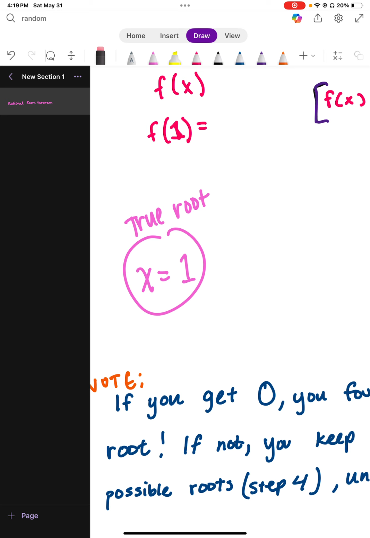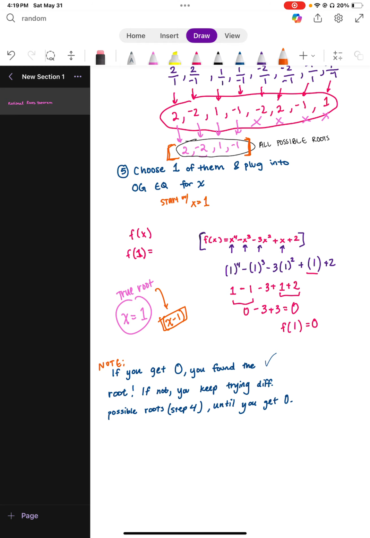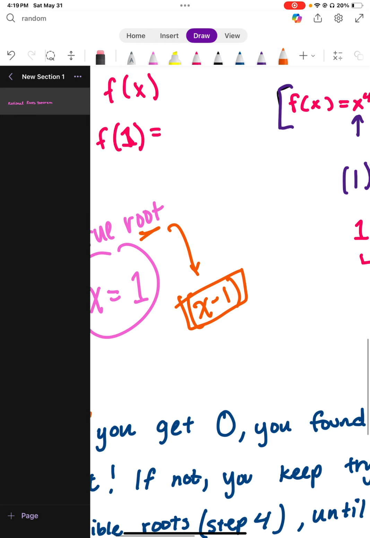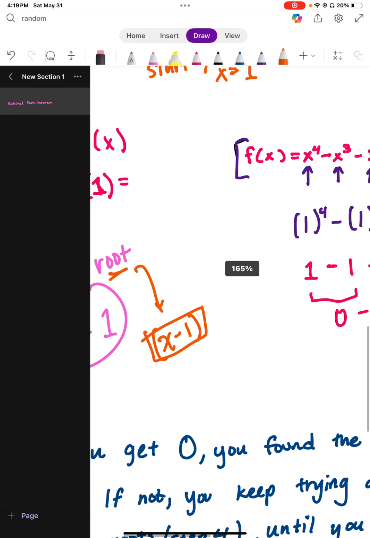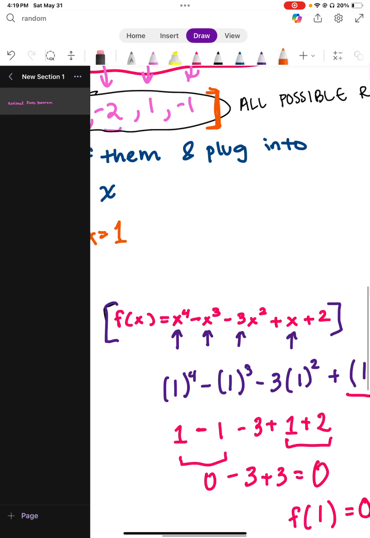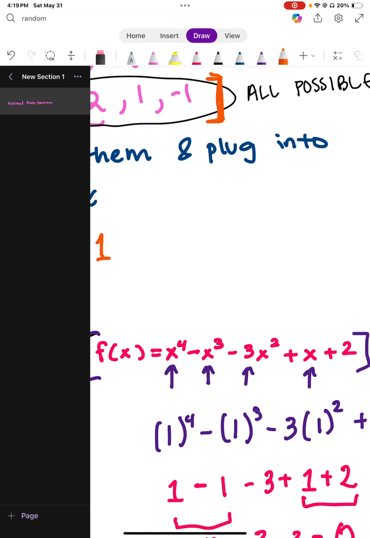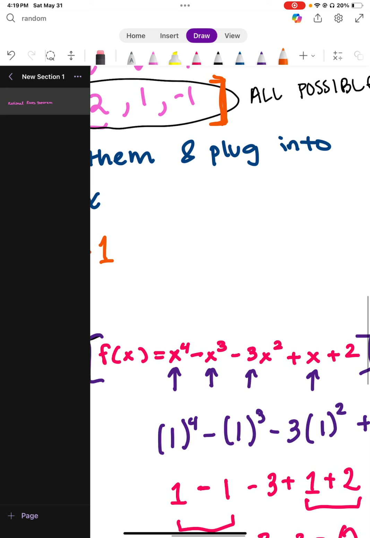And so the way you would write this out as a root oftentimes is you would say a true root would be x minus 1. That is the true root. The reason why we're writing it in this format is because what we're trying to say with a root is that if I were to divide this equation by a certain number, then I'm not going to get a remainder. And so what I mean by that is that with f of x, you can factor it.